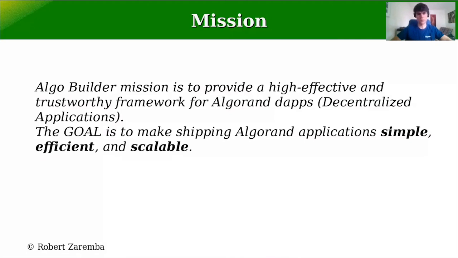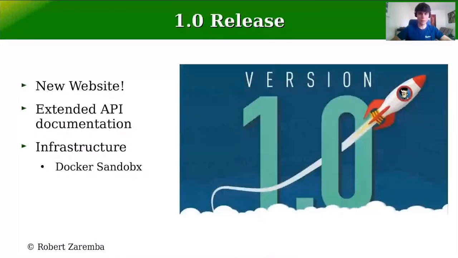So this will really become useful. The 1.0 release, that's the newest big thing. The 1.0 release was done last week. That's the result of 2 milestones the Algo Builder project went through in past months. So you can see a new website, extended API documentation, infrastructure, and support for a Docker sandbox version 2.